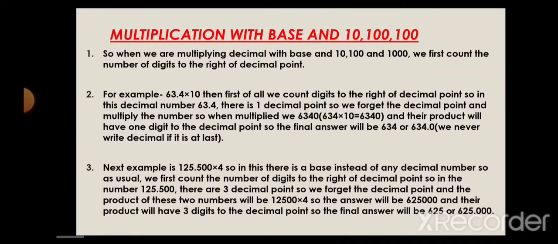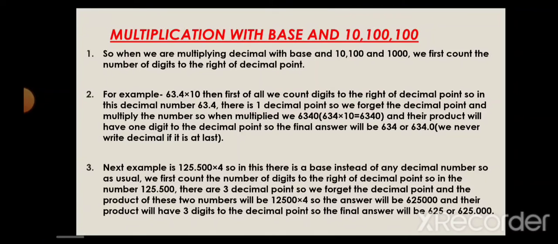In the decimal number 63.4, there is only one digit after the decimal point. So we forget the decimal point and 0. After forgetting, we get 634 multiplied by 10. So our final answer will be 6340, and the product will have one digit right to the decimal point. So our final answer will be 634, or 634.0. But note that we never write the decimal if it is at the last.